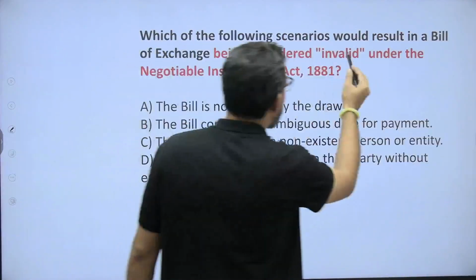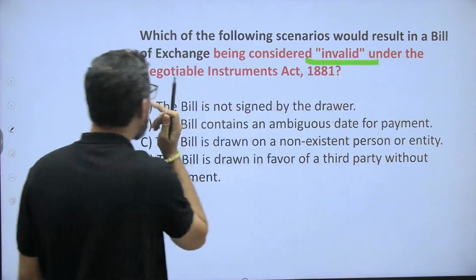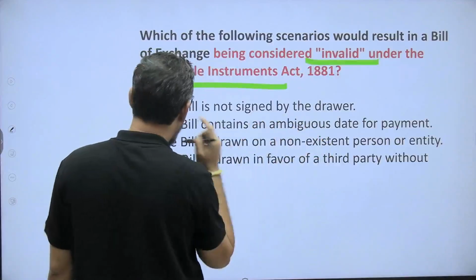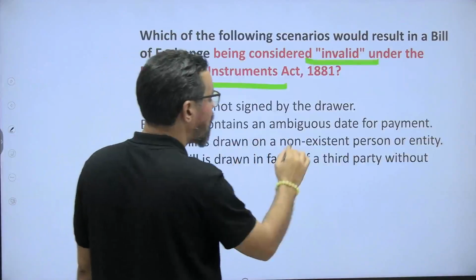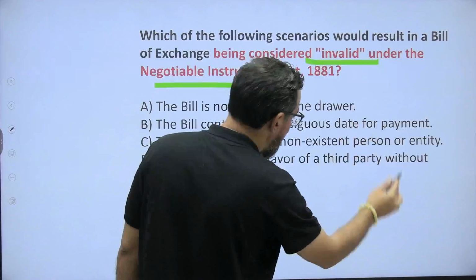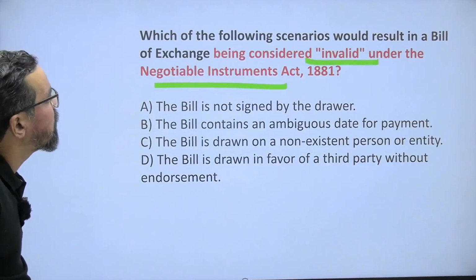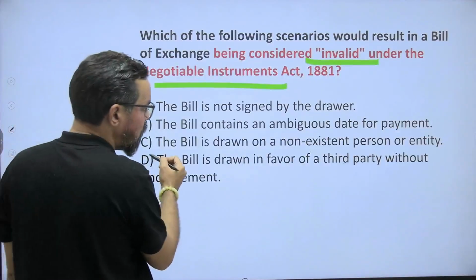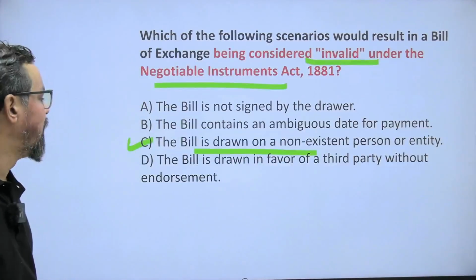Which of the following scenarios would result in a bill of exchange being considered invalid under the Negotiable Instruments Act 1881? The bill is not signed by the drawer. The bill contains an ambiguous date for payment. The bill is drawn on a non-existent person or entity. The bill is drawn in favor of a third party without endorsement. Okay, now the question is, which of the following scenarios would result in a bill of exchange being considered invalid under the Negotiable Instruments Act? So I'll go with the bill drawn on a non-existent person or entity. C should be the right answer.